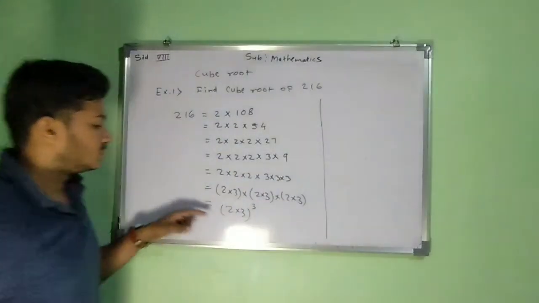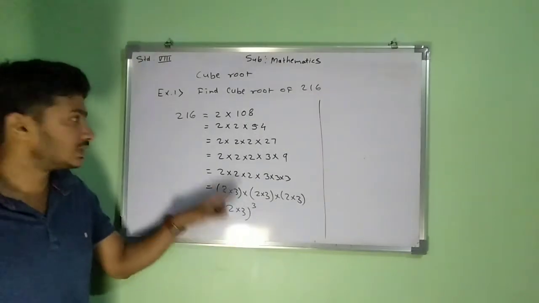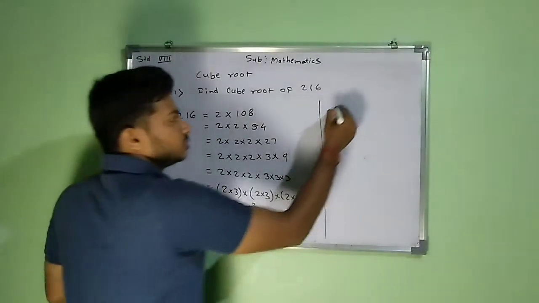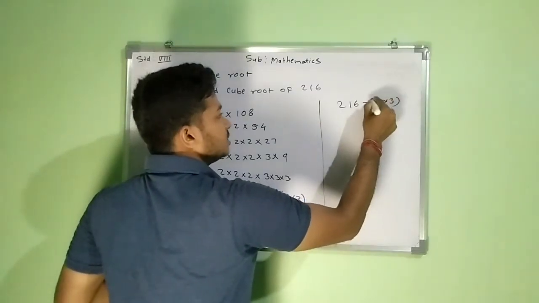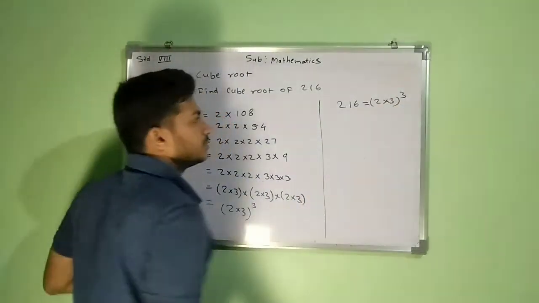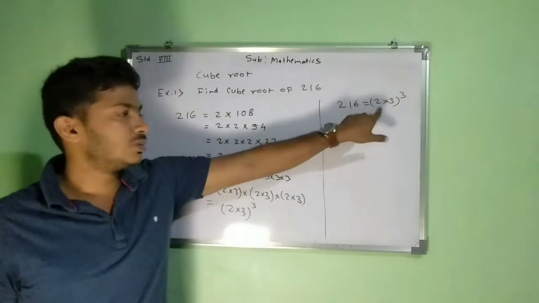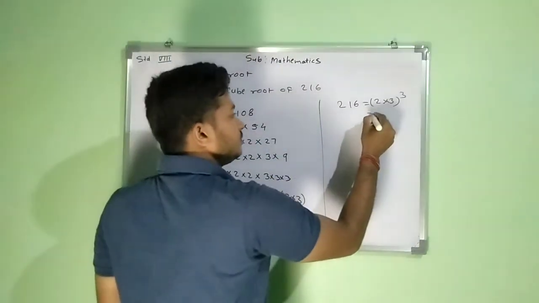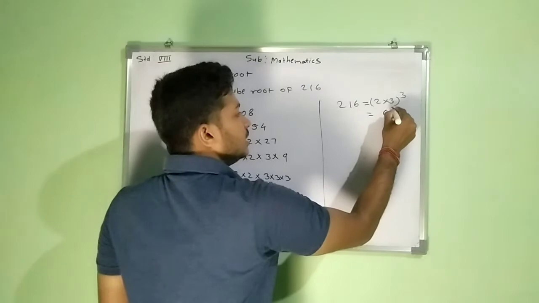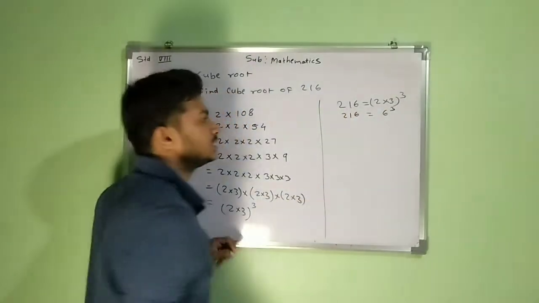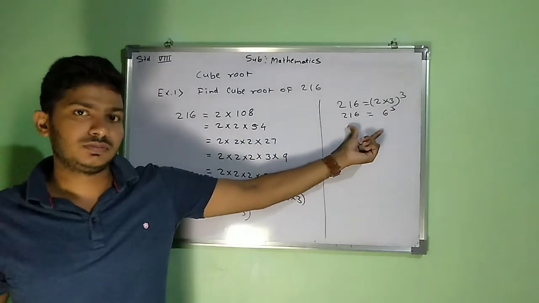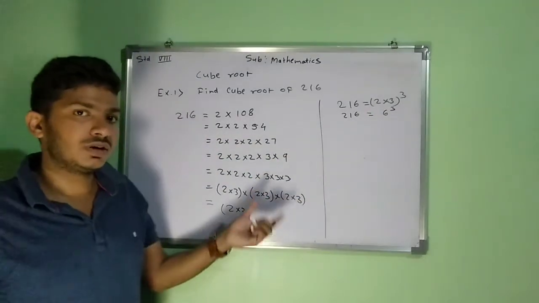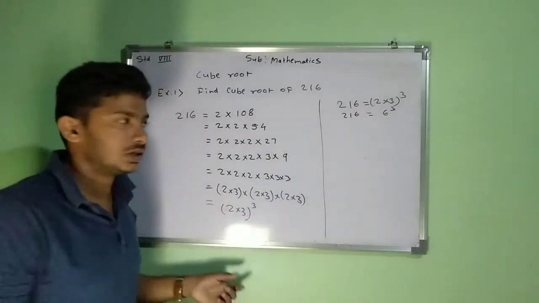Okay. So that 2 into 3 bracket raised to 3 is the value of that 216. So 216 is equal to 2 into 3 bracket raised to 3. Okay. Now we know that 2 multiplication 3 is 6 and cube. So 216 is equal to 6 cube. Okay. Now we have to take cube root. We know that cube root and cube, they are opposite to each other. Now we take cube root.